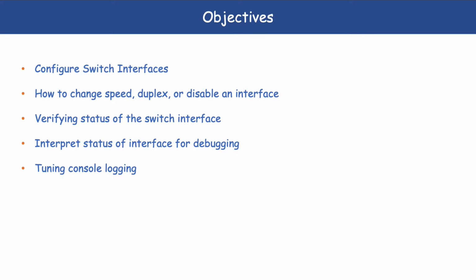Then we are going to understand the aspect of the speed and duplex, how do we disable and enable an interface, how do we verify the status of that interface that we are configuring, and how do we interpret the status of that interface. What are the errors that we need to look out for and what do these errors mean? And in the end, we're going to understand how to tune the console logging and what we need to do to tune that logging. So let's get into it.